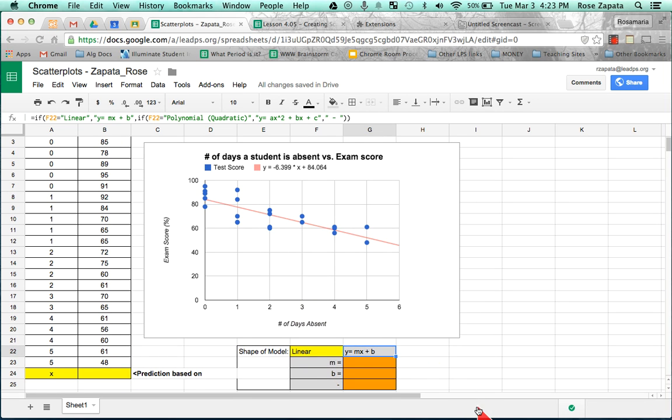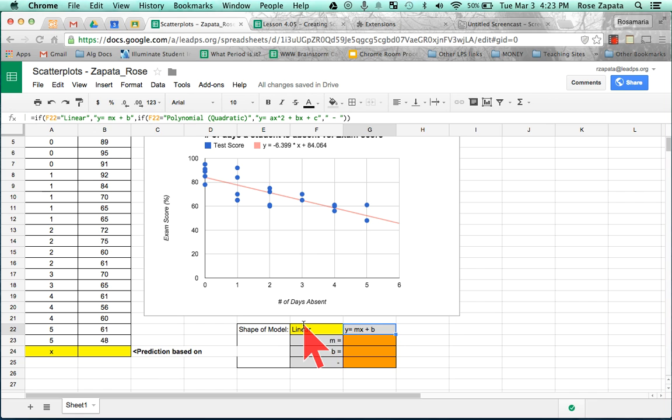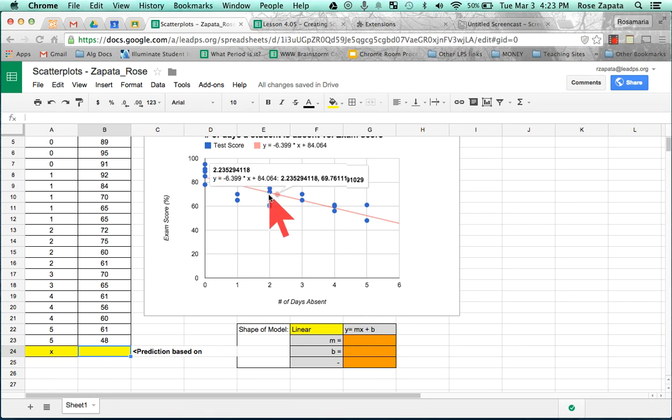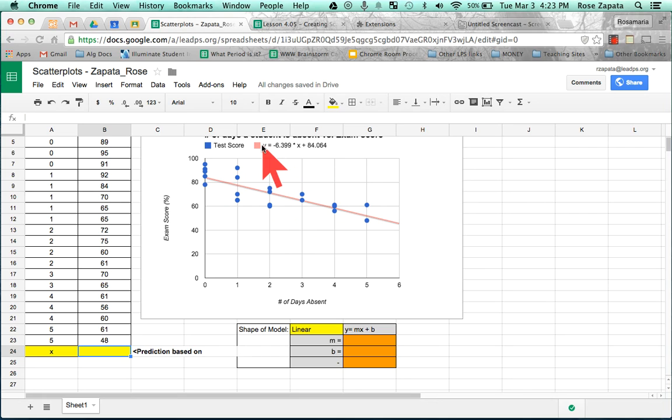This last video is going to be about using the power of Google Spreadsheets in order to create a formula that helps us predict some values. So remember, we made this regression model here. It is a linear regression model. We have the equation of the line here.